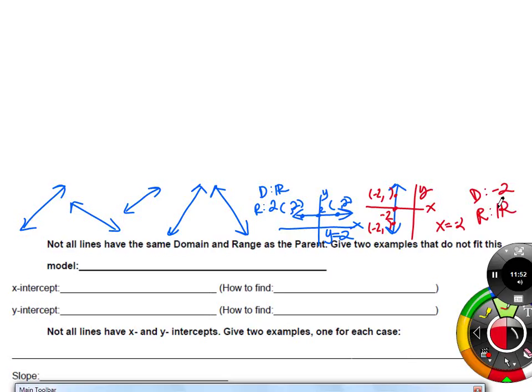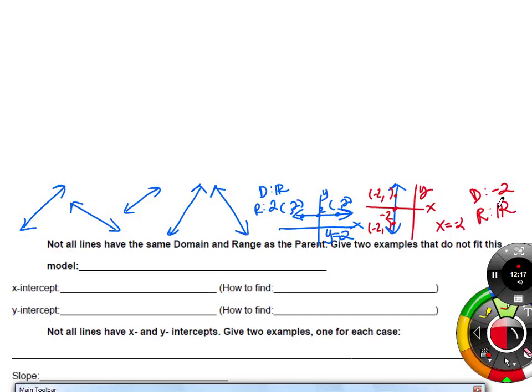So these are the two exceptions. Horizontal lines still have a domain of all real numbers, but their range is just equal to whatever value they're stuck at. Okay? Vertical lines, the domain is equal to whatever value they're stuck at, but the range is still all real numbers. Every other line, because it's kind of slanted at some point, has some slope, will be all real numbers left and right, all real numbers up and down. So domain and range, both all real numbers.